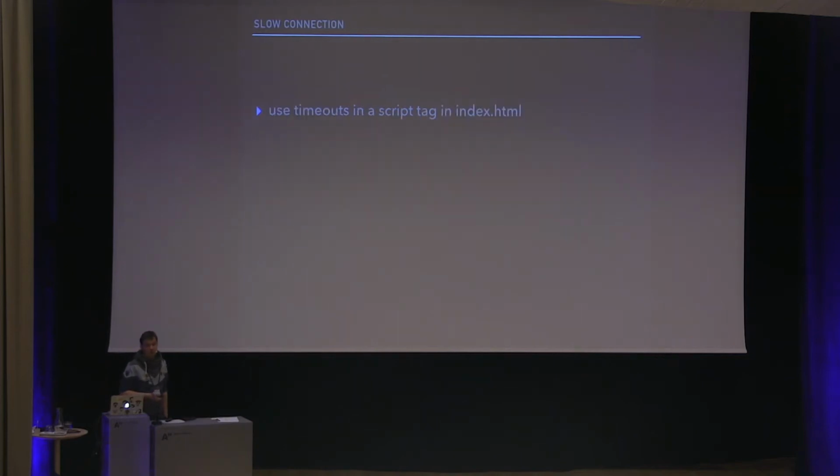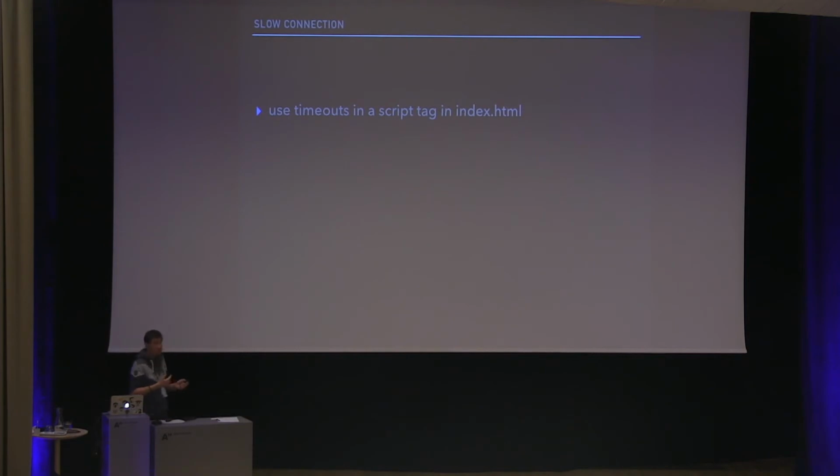Another way is to use timeouts. We are here in the part where it's not about precise prediction of what internet connection you have. This method wouldn't tell you you're on 2G or you're on 3G or on the Wi-Fi.